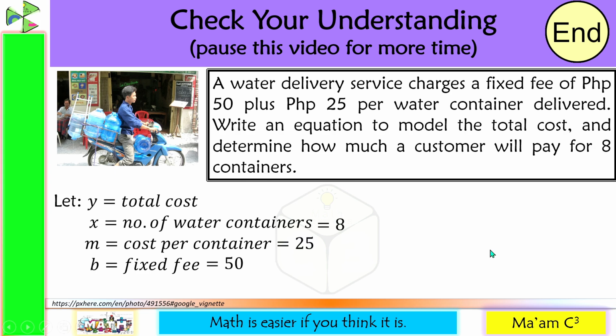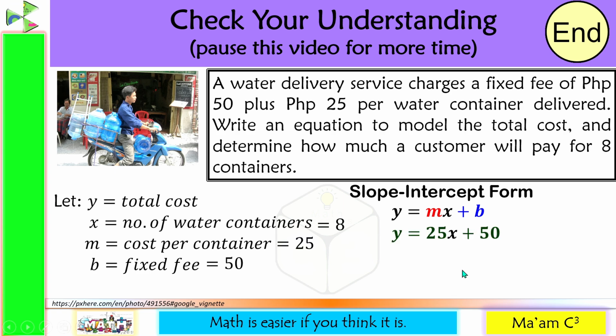Let us recall the formula for slope-intercept form, and that is y equals mx plus b. Let us determine first our equation to model the cost. Our m is equal to 25 and our b is equal to 50. So y is equal to 25x plus 50. This will be the equation to model the total cost.